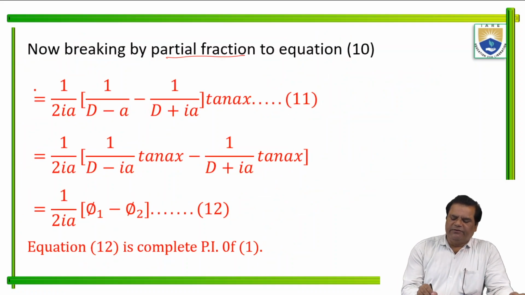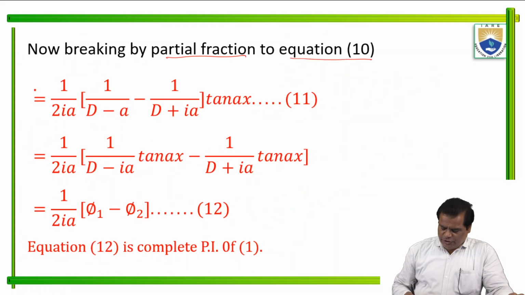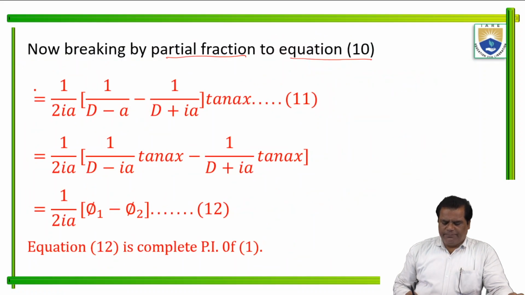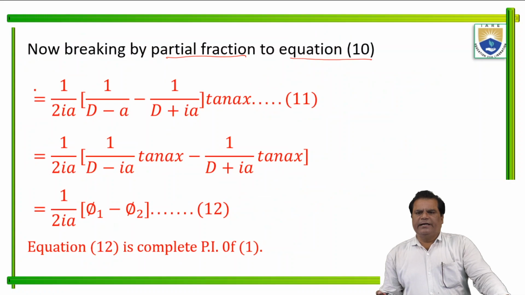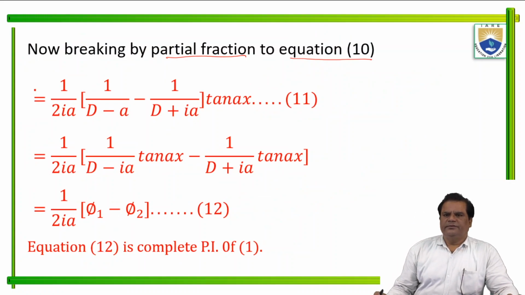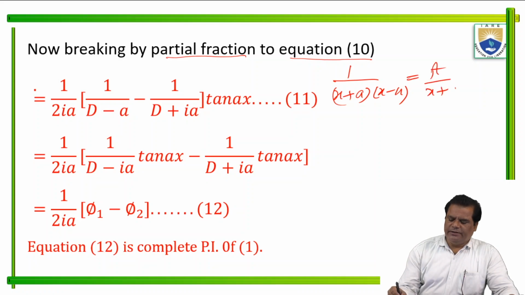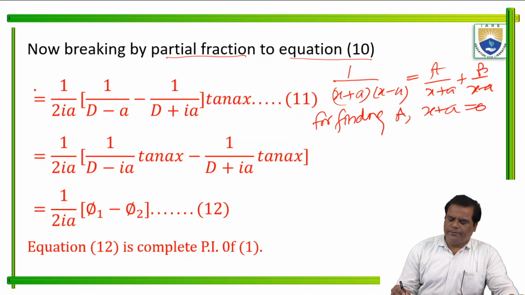Now breaking by partial fraction equation 10. In equation 10, there are two factors, so we apply partial fraction here. How can we apply partial fraction? Here is the formula of partial fraction: 1 upon (x plus a)(x minus a) equals A upon x plus a plus B upon x minus a. For finding A, putting x plus a equal to 0, so x equals minus a, I am putting here.